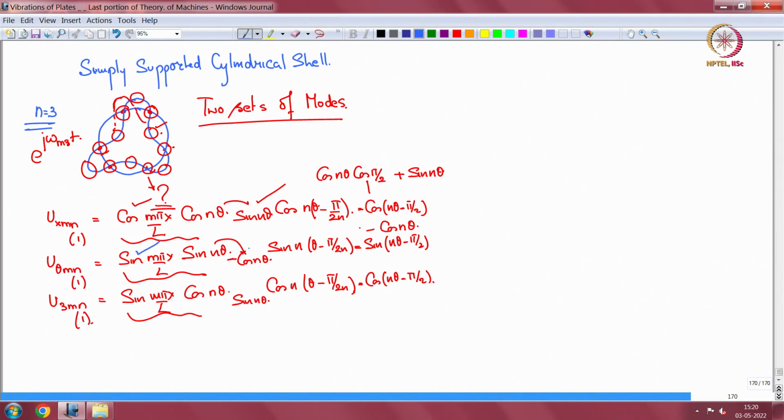sin m pi x by L cos n theta with a minus in front, then sin m pi x by L sin n theta. Okay. So, you have these two sets of modes, okay, and they are orthogonal. They are orthogonal in cos and sin. Okay. So, we will look at that next time.